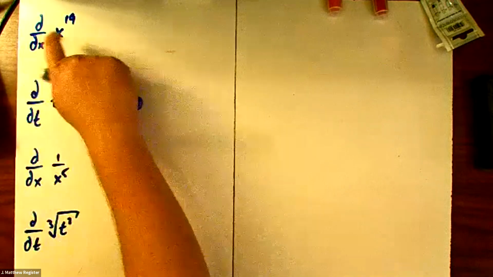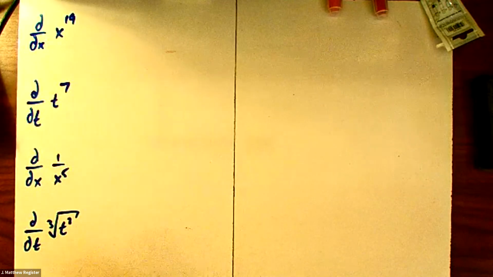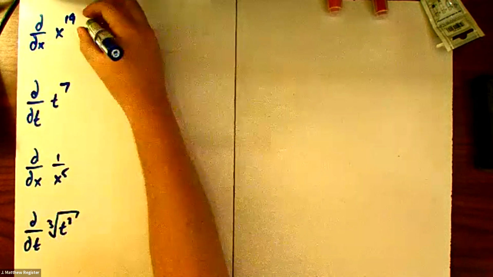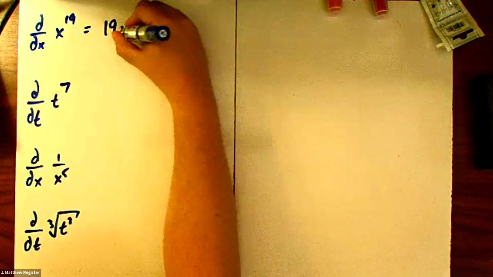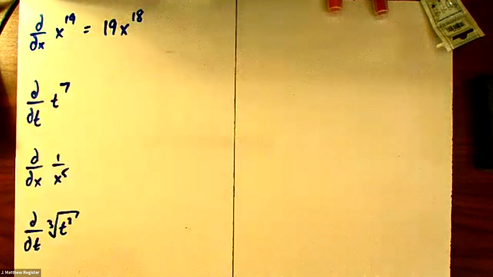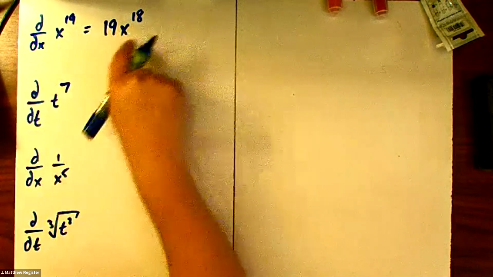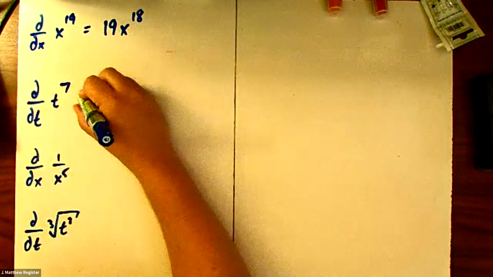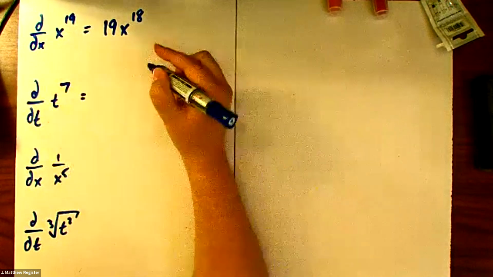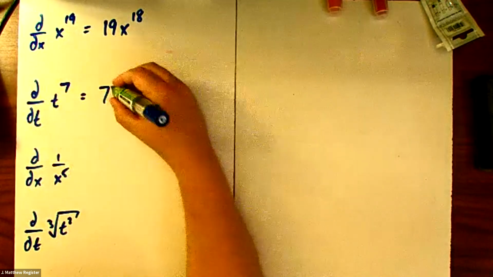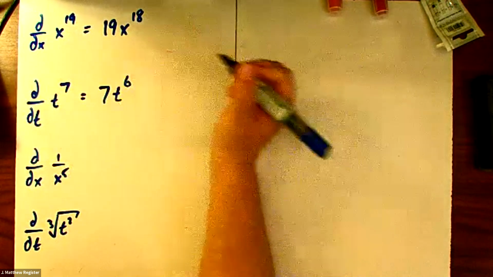And so the first one, d dx of x to the 19th. Our power rule says that we can just bring that exponent down and subtract our exponent by 1. And so the derivative of x to the 19th is 19x to the 18th. With this one, the derivative with respect to t of t to the 7th would be 7t to the 6th.